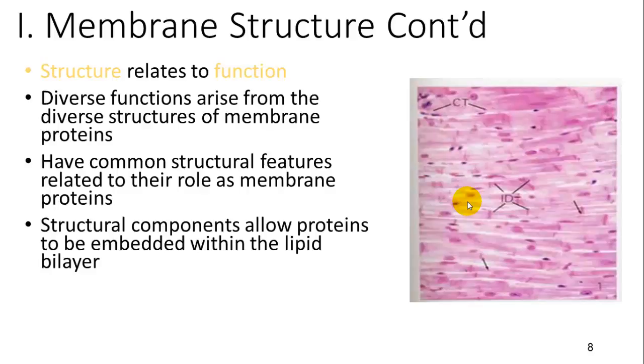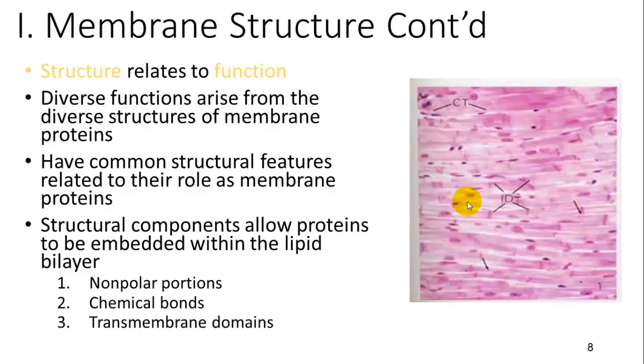And the structural components of the proteins, which we talk about when we talk about the amino acids and the different properties they can have, are going to allow the proteins to be embedded within the bilayer, depending on what they are. So there's going to be non-polar portions made of non-polar amino acids with those R groups that can make chemical bonds. You can have transmembrane domains, so large parts of the protein which go through the membrane. They can also help to make pores.